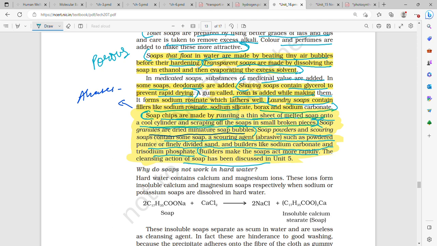Okay. So this entire part is very, very important. It has to be remembered.